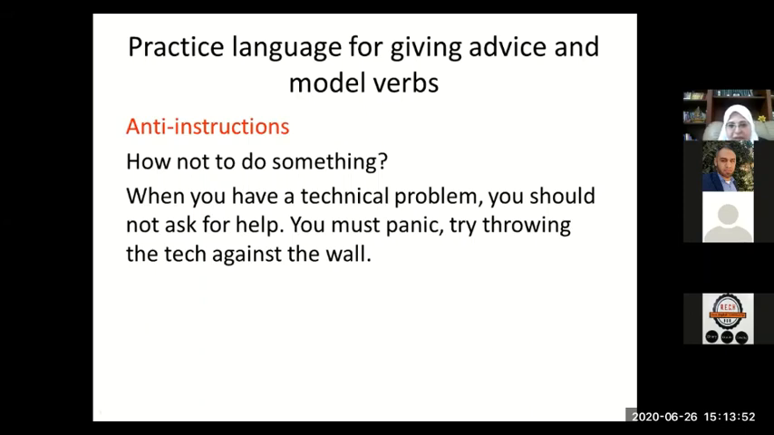Some anti-instructions? Okay, again, because I think Rasha is asking to clarify. Okay, here, Rasha, I want them to practice the language for giving advice. So to make it more fun, instead of giving me instructions, I will tell them, give me anti-instructions, like these ones. I gave you some examples here. When you have a technical problem, you should not ask for help. You must panic. Try throwing the tech against the wall. Okay, so all of them are anti-instructions. So can you come up with some?